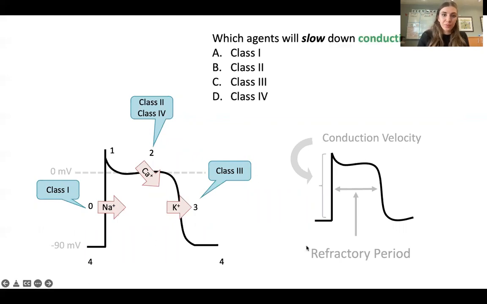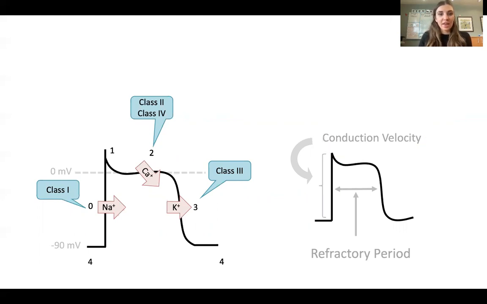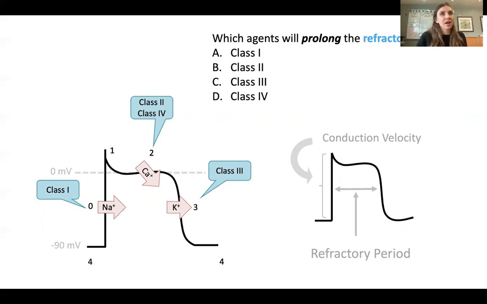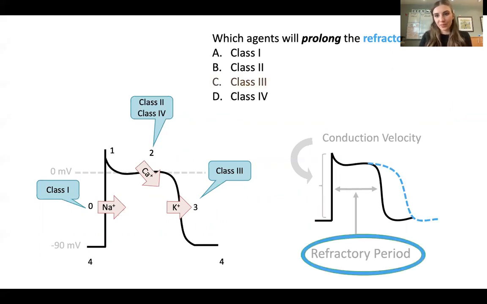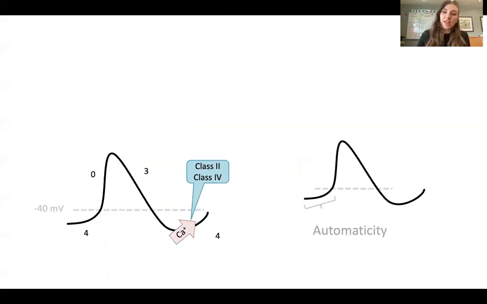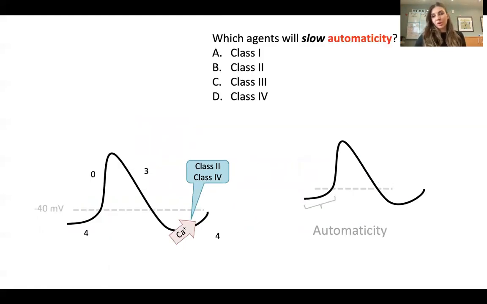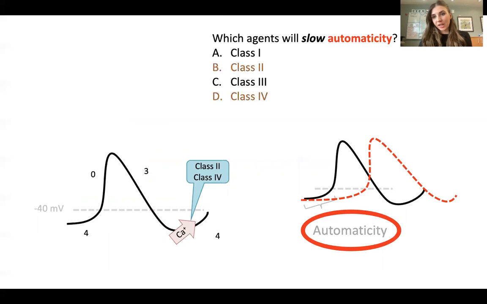So if I ask the group, which agents will slow down conduction velocity, what would you say? Yeah, class 1. Now, if I asked which agents will prolong the refractory period, what would you say? Class 3, exactly. And then if I asked which agents will slow automaticity, class 2 and class 4. Great.